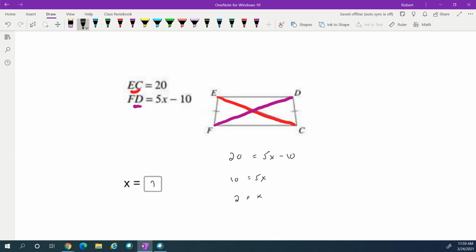So we can find x. That's not right. Sorry. We had to add 10. See what happens when you don't write out your work? Always show your work.